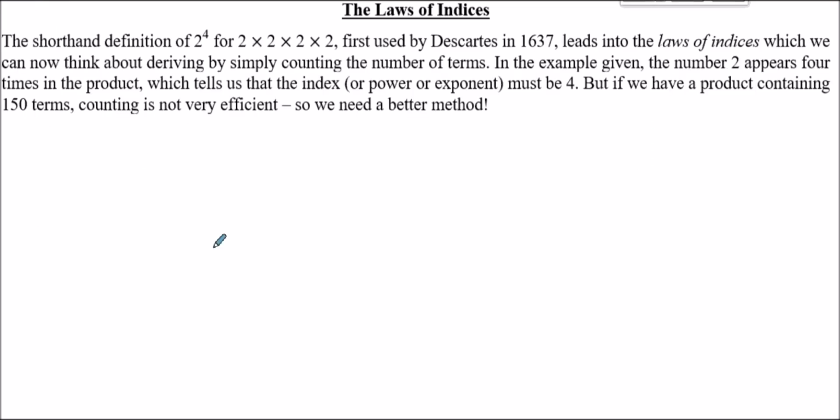So let's have a look at the main bit of this lesson properly, the laws of indices. There's a bit of history to this, which I'm just going to run through with you now. To start off with, just think about 2 to the power 4, for example. The shorthand definition of 2 to the power 4 is used instead of writing down 2 multiplied by 2 multiplied by 2 multiplied by 2, which takes longer to say and it's more ink to write with. It was first used by Descartes in 1637, and it leads into the laws of indices, which we can now think about deriving by simply counting the number of terms.